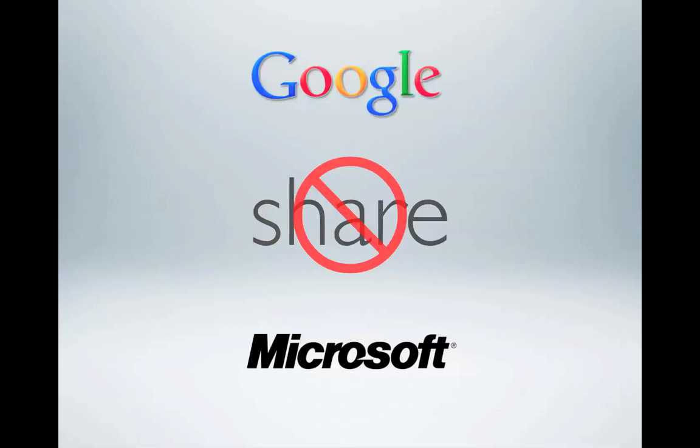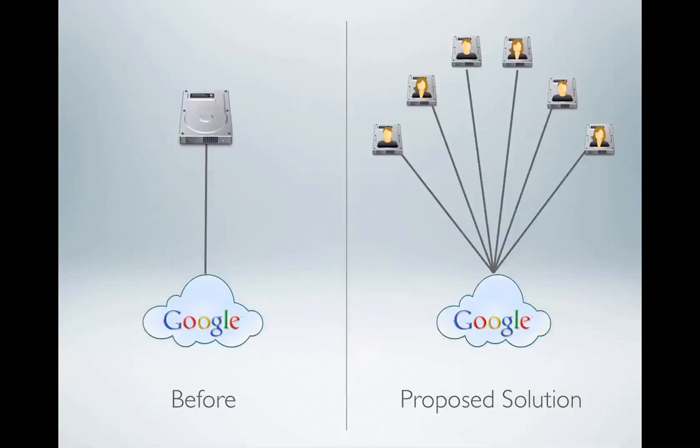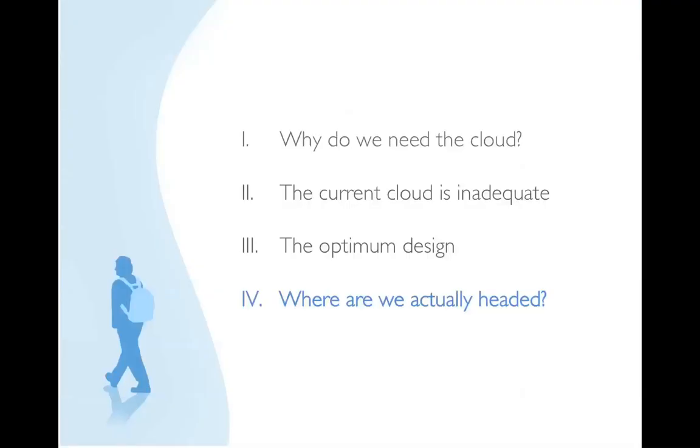This, unfortunately, will not happen, and let me explain why. Number one, Google, Microsoft, and all of these other companies love walled gardens. They want to keep their users, and they are unlikely to cooperate with their competitors. Number two, before, companies like Google were just controlling the connection between their cloud and their private storage. If they have to control the connection between the cloud and everybody's private storage, it gets far more complicated and more risky for Google. So where are we actually heading?